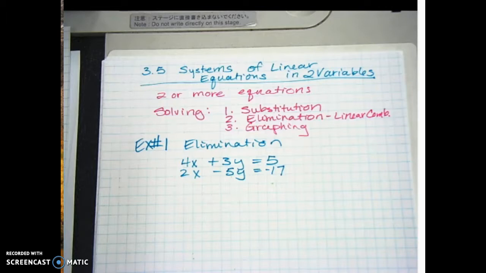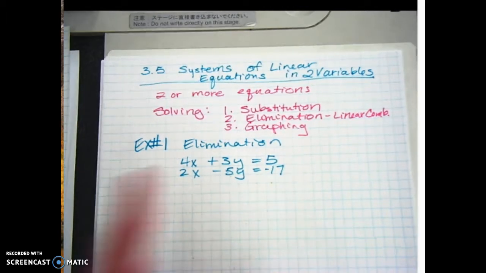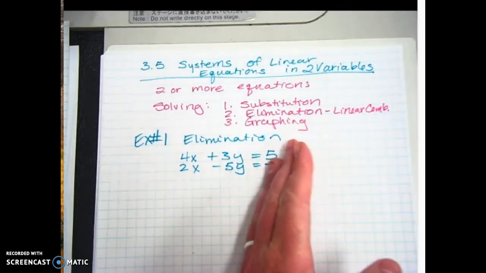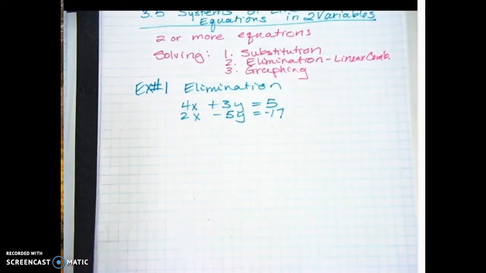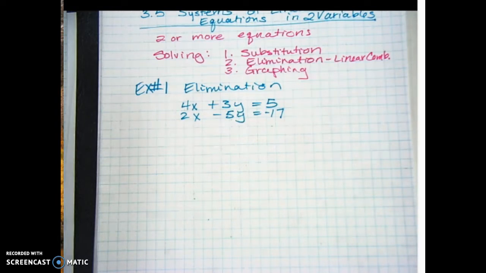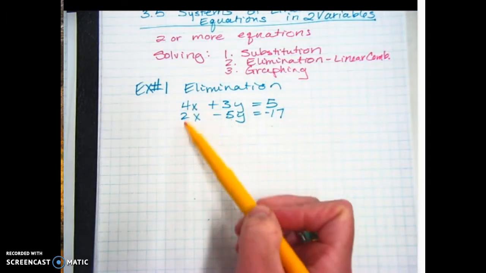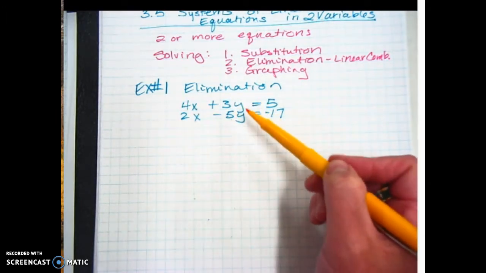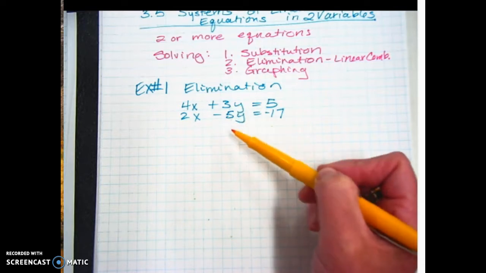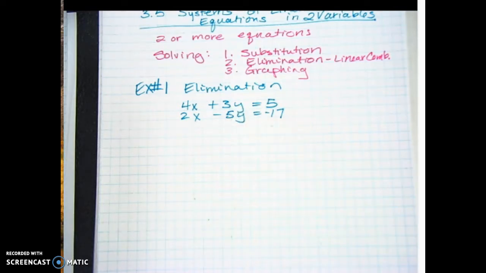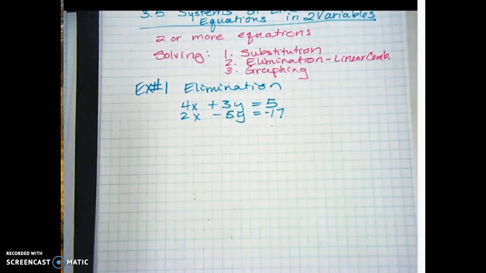Elimination is good and comes in handy when your equations are in standard form. These two are in standard form, where you have the x term first, the y term second, all equal to some number. The big thing about elimination is you want to look for opposite coefficients. You study the numbers in front of the x, see if they're opposites. These aren't. Study the numbers in front of the y's. These aren't either. So you're going to need to multiply one of the equations, or sometimes both, by something to get them to be opposites. When they're opposites, they'll eliminate. That's why it's called elimination.